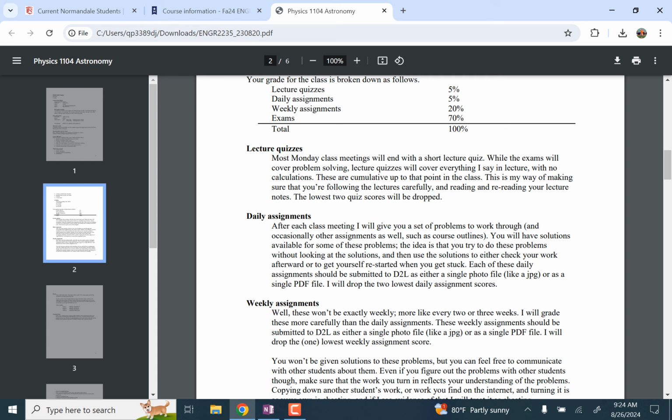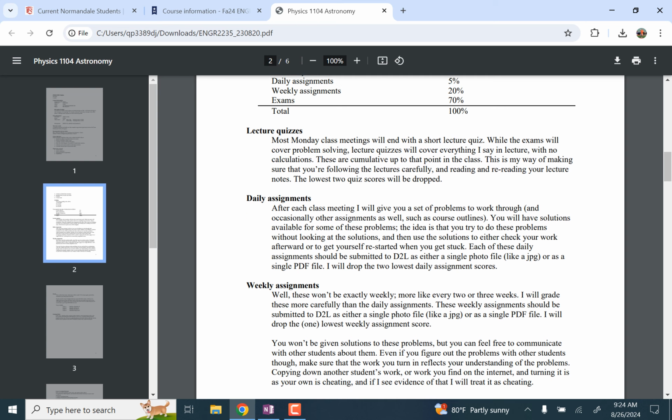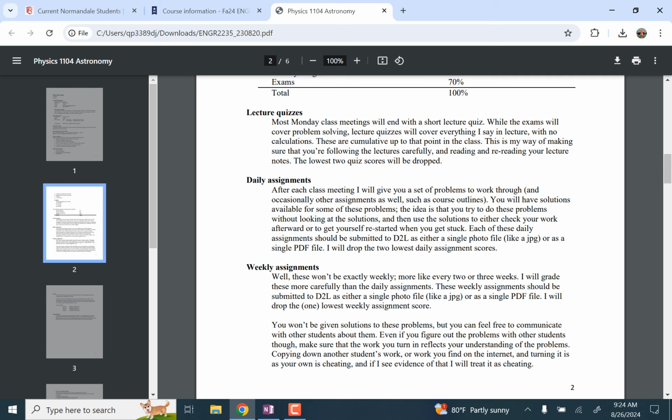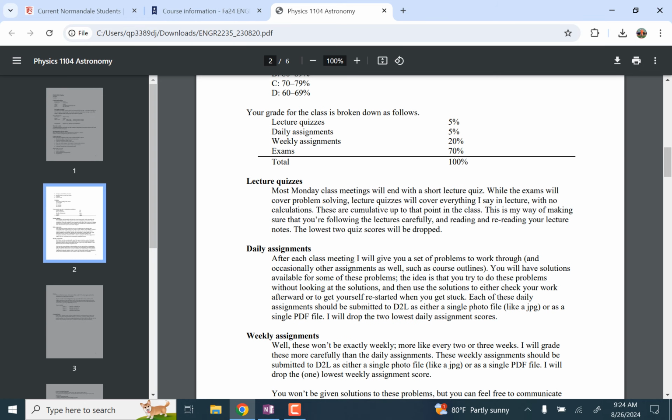Any other questions about the grade breakdown before I go into what these individual parts of the grade are? Okay. So the two lowest stakes items are lecture quizzes and daily assignments. So the first one, lecture quizzes.